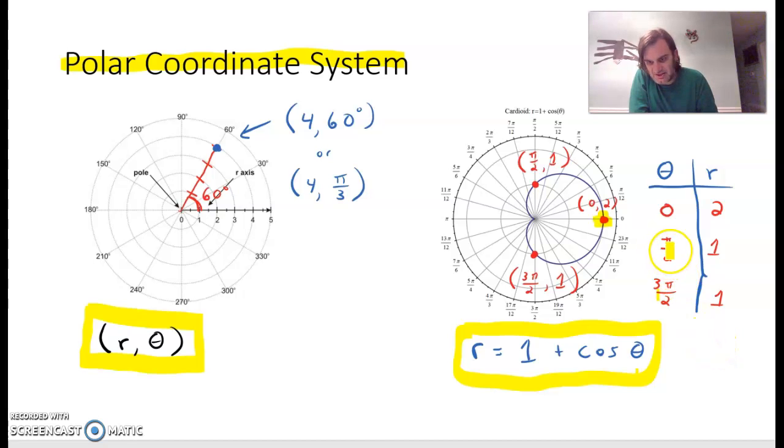Pi over 2, the 90-degree direction, cosine of 90 degrees is 0, so the r is just 1. So in the 90-degree direction, up here, let's highlight that, we went out 1. And then the last one I actually calculated to show you the points, 3 pi over 2, which is 270 degrees. Down here, we calculate that radius and it comes out 1 in that direction. Now, if we made a very extensive table, we would hit all these points in what is called a cardioid. And that's just the polar coordinate system in a nutshell.